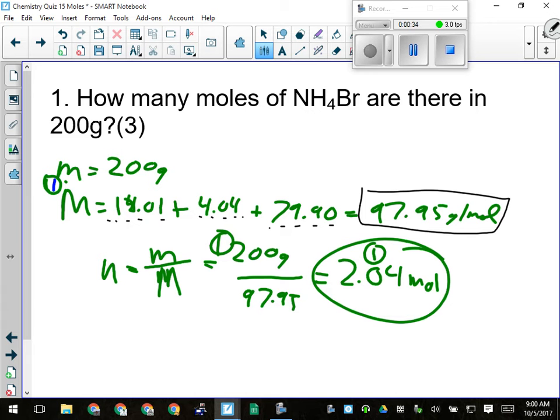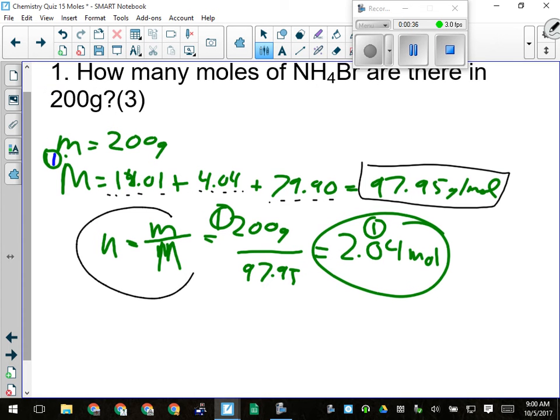We don't have to manipulate the mole equation. We just need to write it down and plug our numbers into it. So if they have 200 grams over 97.95 grams per mole, give them a mark for that. And that should come out to 2.04 moles for their third and final mark. Make sure they have the units there. Okay, it must be in moles.